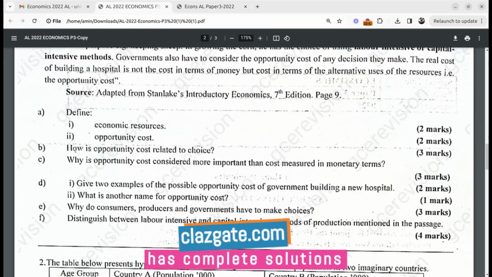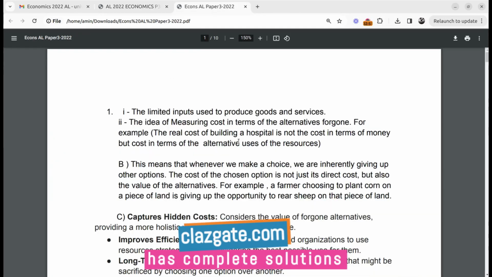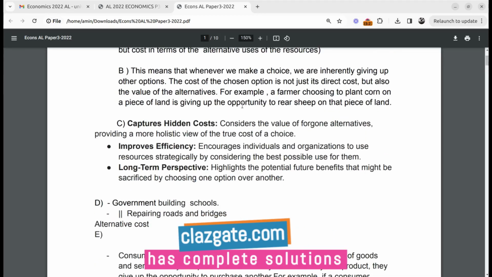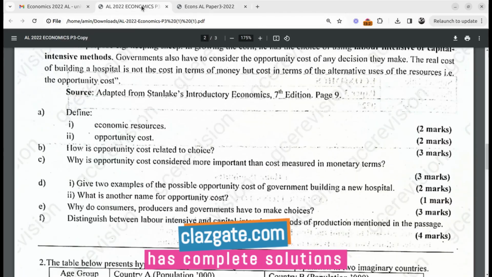Question 1B is asking us, how is opportunity cost related to choice? Well, opportunity cost is related to choice in the sense that whenever we make a choice, we are inherently giving up other options. The cost of the chosen option is not just its direct cost, but also the value of the alternatives. For example, a farmer choosing to plant corn on a piece of land is giving up the opportunity to rear sheep on that piece of land, or to have a poultry. You know, you get the scope.